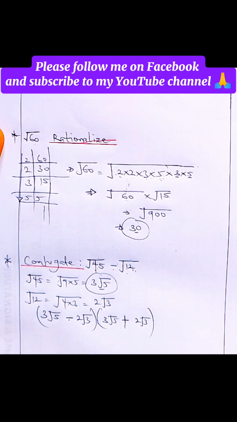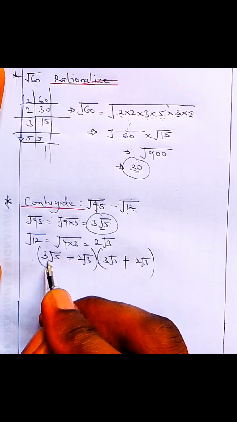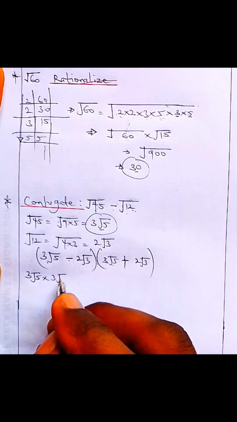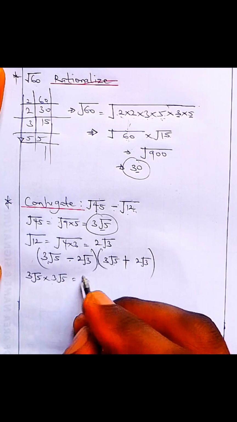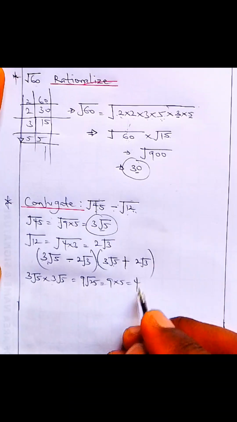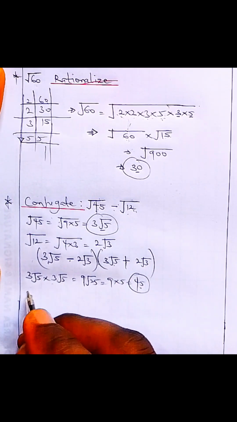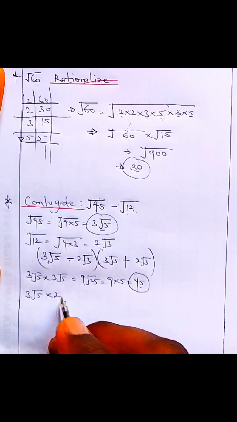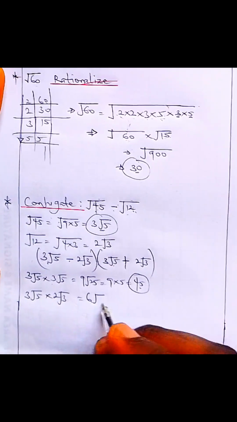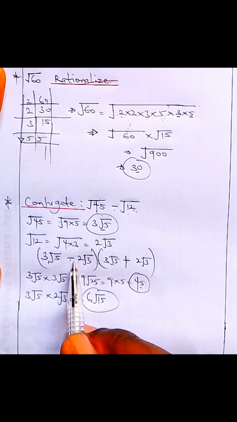So now it's high time we got this expanded. So what do we do? 3 root 5 times 3 root 5. 3 times 3 is 9. Root 5 times root 5 is root 25, which is 5. 9 times 5 is 45. That's well done. So 3 root 5 times plus 2 root 3. 3 times 2 is 6. Root 5 times root 3 is root 15. That is sorted.